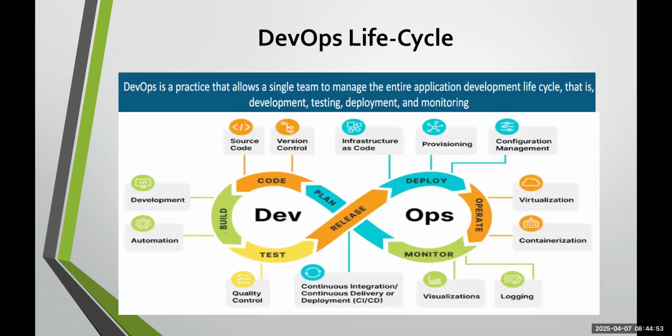Coming to the DevOps life cycle. Guys, you have observed this image many times on Google, but what exactly is it? Try to understand: DevOps is a practice that allows a single team to manage the entire application development, which is the same thing: development, testing, deployment, monitoring. And so we call it DevOps.